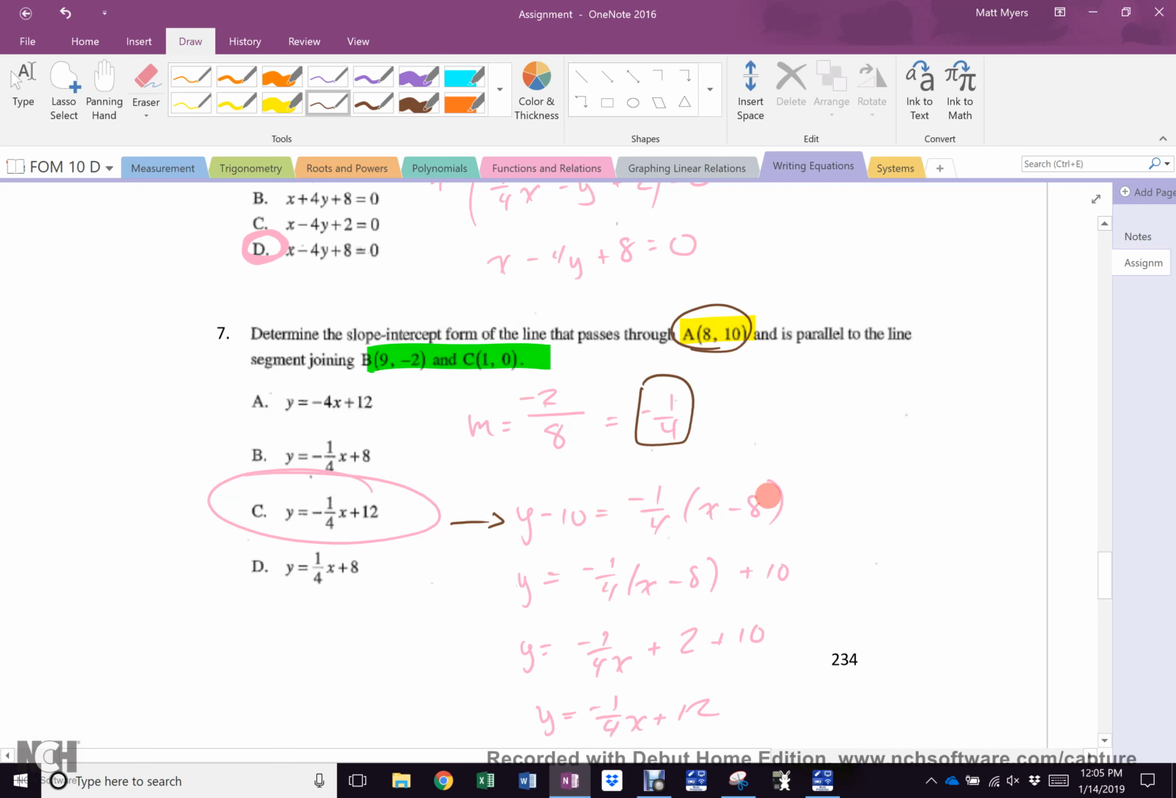Right? But you can see I didn't have point-slope form over here, so I had to convert this to slope-intercept. I brought the 10 over, and it became plus 10. I distributed the 1/4, negative 1/4 x, and negative 1/4 times negative 8 is positive 2. Then I added 10 and 2 because they're like terms, and I got negative 1/4 x plus 12, which was the answer.